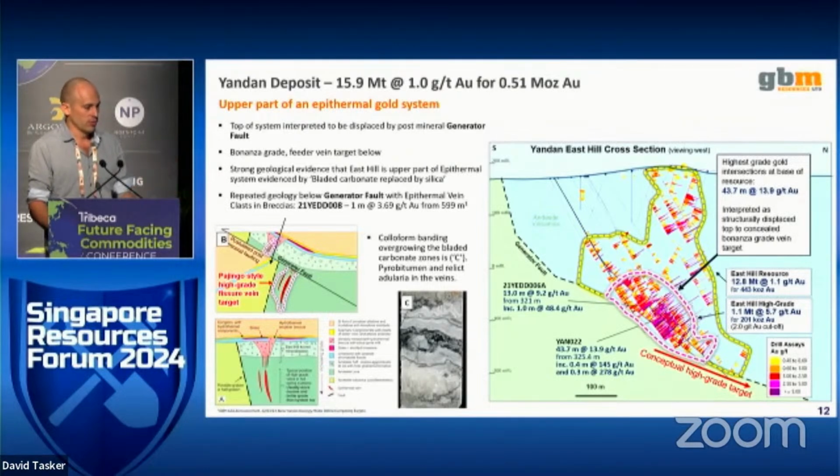Previously, the generator fault was seen as the feeder structure, whereas it's clear that it's a post-mineral structure. Within the drill hole that drilled under, there were vein clasts within a breccia, epithermal vein clasts that were assaying around 3.69 grams per ton. This had the company extremely excited, and work by previous geologists, excellent work, has shown that there's a genuine drill target down there. PacGold, you saw the resources earlier, sort of 500,000 ounces at 14 grams per ton.